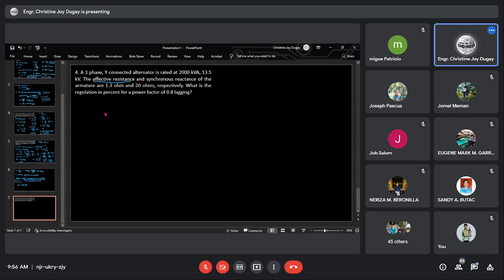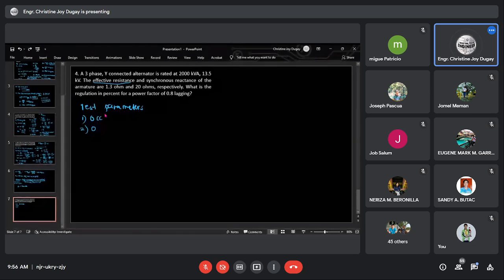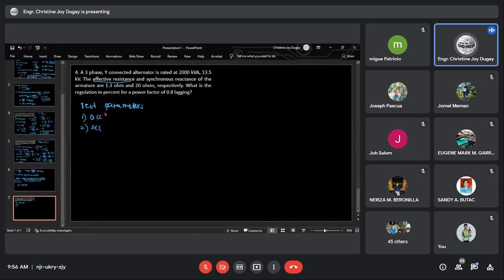We also have the test, no? Meron tayong test na tinatawag to find the parameters of an alternator or synchronous generator, no? We have the first one, discussed, OCC. Second is SCC. And the other one is a resistance test. Meron po tayong tinatawag na ganyan.